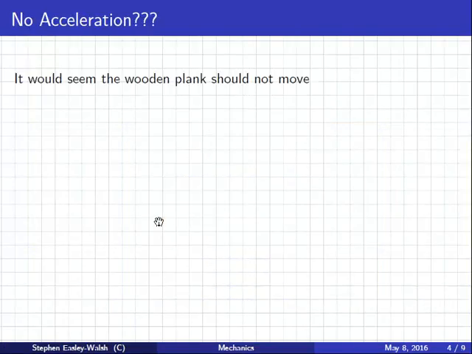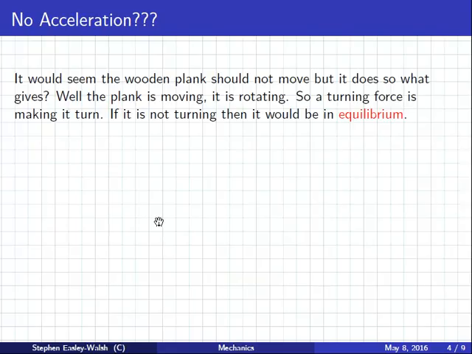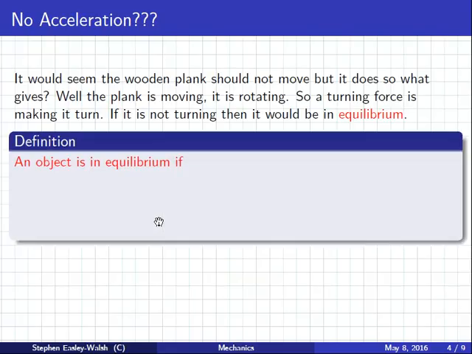So it would seem that the wooden plank should not move, but it does. So what's the story? The plank is rotating, so a turning force is making it turn. If it's not turning, then it would be in equilibrium. This is the key idea I'm getting to, this idea of equilibrium. An object is in equilibrium, now wait, before you write it down, if the total force is 0.